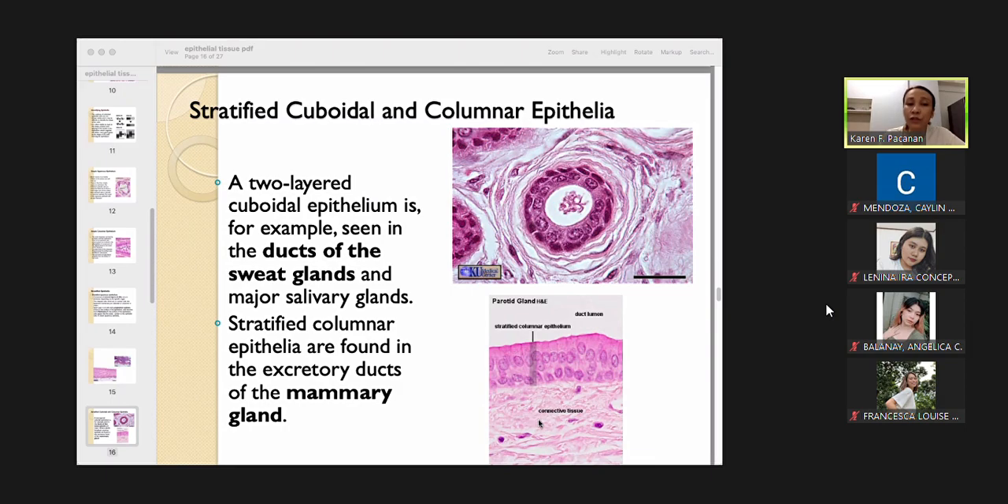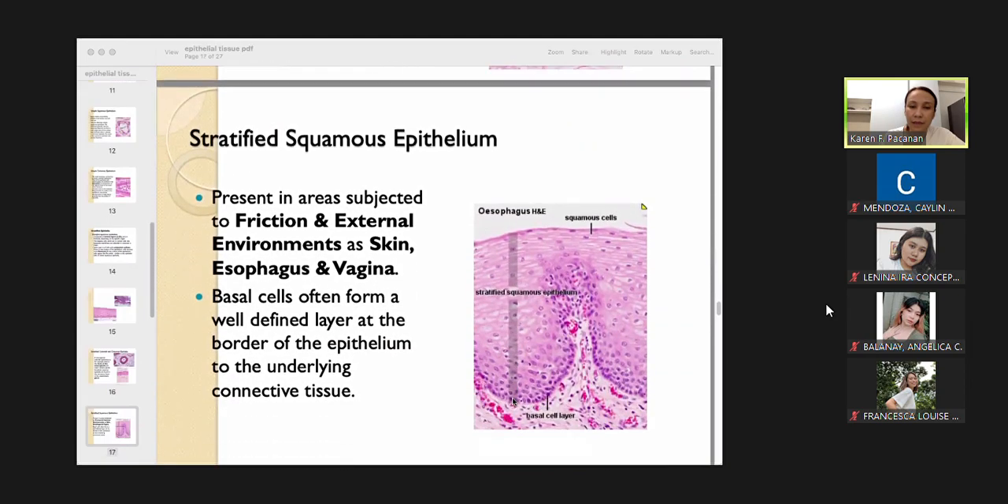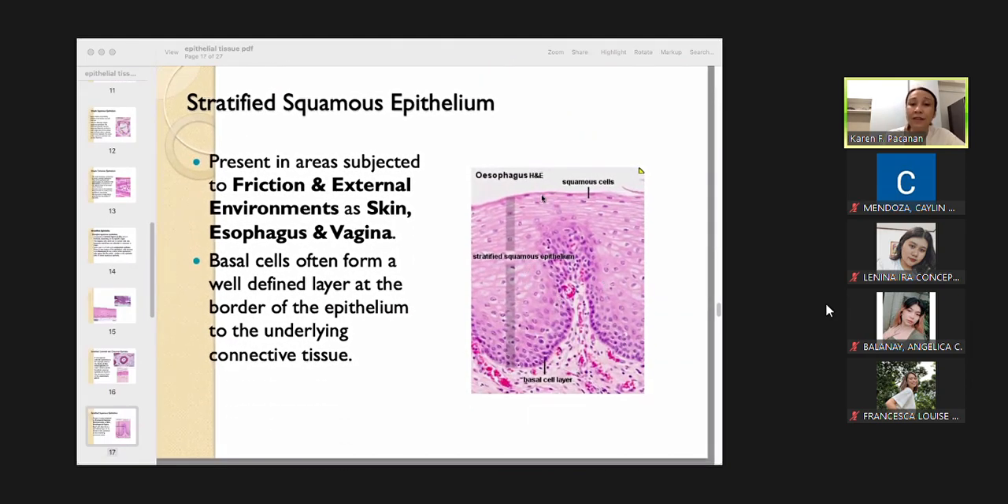The picture below would show us the stratified columnar. If it is stratified columnar, it is made up of at least 2 layers of columnar cells. And that would be the typical feature. In some locations, aside from the 2 layers of columnar cells, the basal cells are cuboidal. So it can be in combination with cuboidal cells. An example of a location would be the mammary gland. Okay. Another picture showing us the stratified squamous, particularly the non-keratinized type.